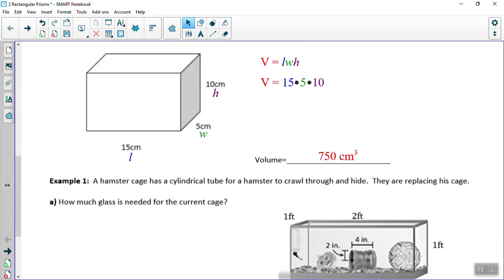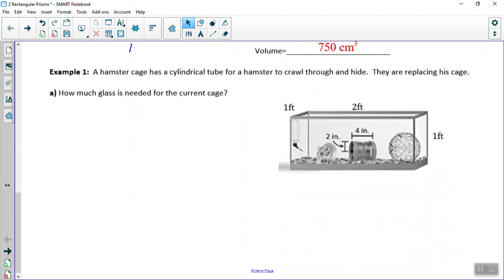All right, so now let's take a look at this problem here. So this problem was actually one that we adapted and changed, so there's some extra information in here that we don't really need. So here we have a hamster cage, and it has this tube inside, which really has nothing to do with what we're going to be doing. Okay, they're going to replace this cage. How much glass is needed for the current cage? Well, the glass is just the 4 sides.